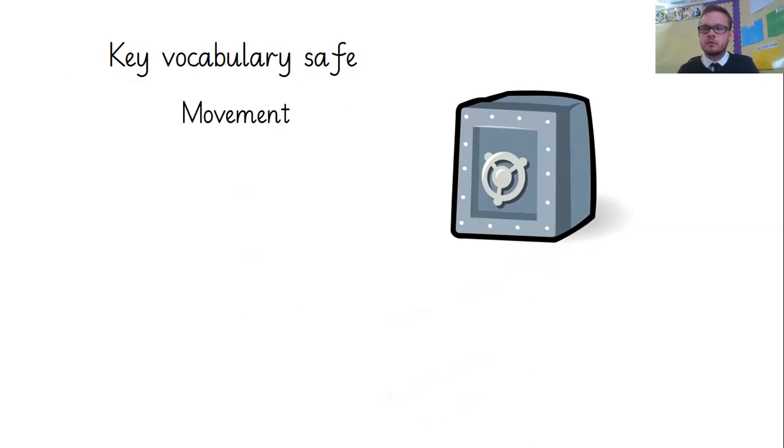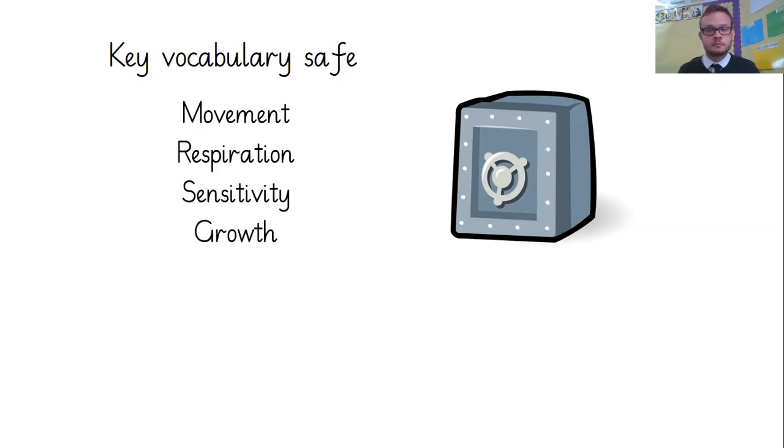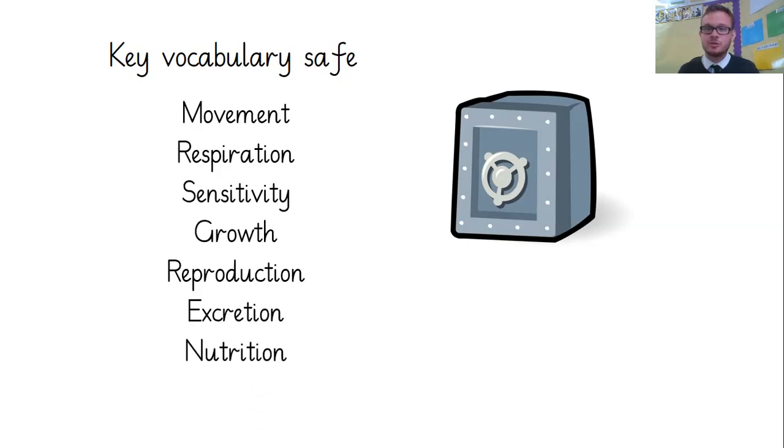So we've got movement, respiration, sensitivity. Some of you are already shouting. I can tell you already know from previous learning what I'm about to say. Growth, reproduction, excretion, and nutrition. Now there's an extra one at the end here, but it's not part of our main part of the lesson, but photosynthesis, a very important word when it comes to plants and learning about the way that they create their food.